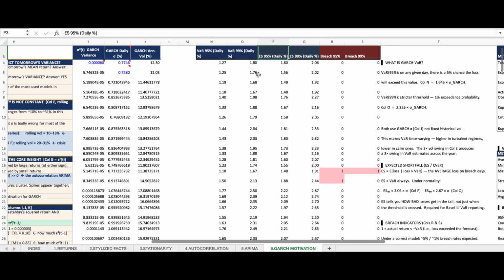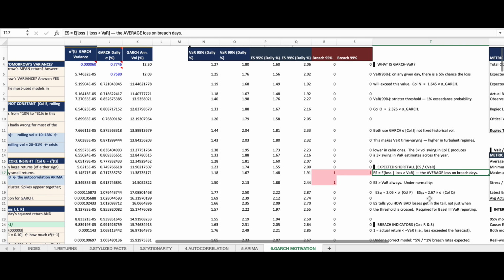Now, the next column shows expected shortfall, and this is also called conditional value at risk. So VaR tells you what is the loss threshold you exceed 5% of the time. Expected shortfall tells you that on the days you do exceed that threshold, how bad is it on average? So expected shortfall is always larger than VaR. Under the normal distribution assumption we are using here, expected shortfall at 95% is approximately 2.06 times sigma. Expected shortfall at 99% is approximately 2.67 times sigma.